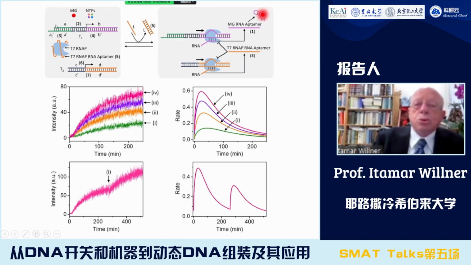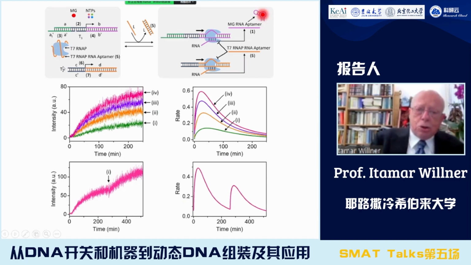Our system includes two transcription scaffolds that are shown here. This is one scaffold, and this is the second scaffold. We have in the system the RNA polymerase that basically transcribes the DNA templates into RNA products. The upper template, when it is transcribed, generates the malachite green RNA aptamer that becomes fluorescent. Malachite green becomes fluorescent upon binding to its aptamer.